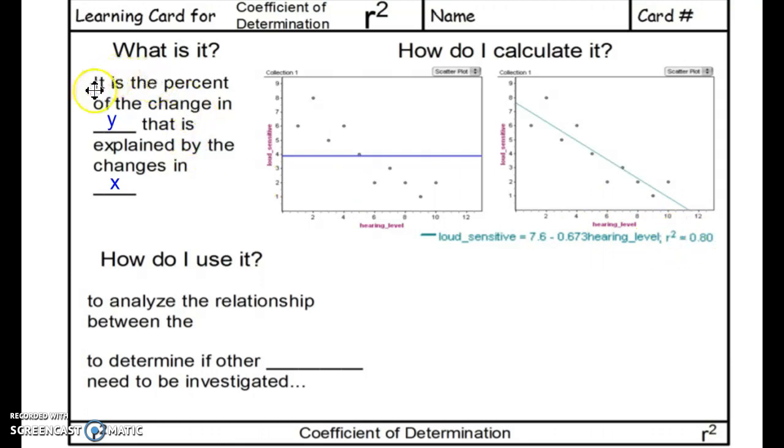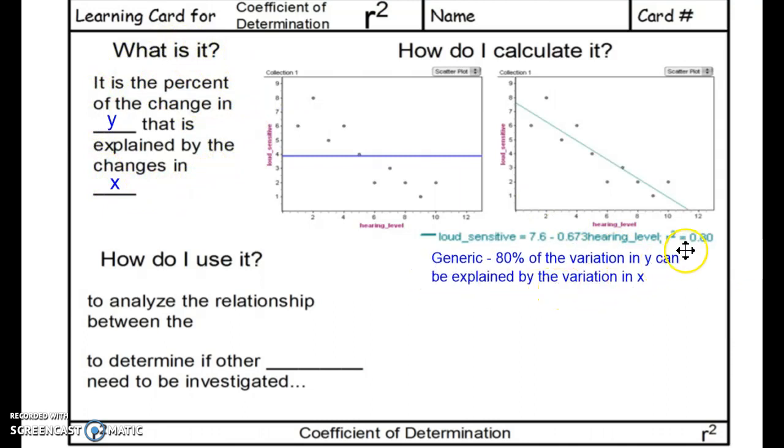So if I were to rewrite this in a slightly different way, what I could say in a generic form is this. R squared for this scatter plot is 80% or 0.8. R squared, by the way, the coefficient of determination, is usually given in percent form. So I can say that 80% of the variation in y can be explained by the variation in x.